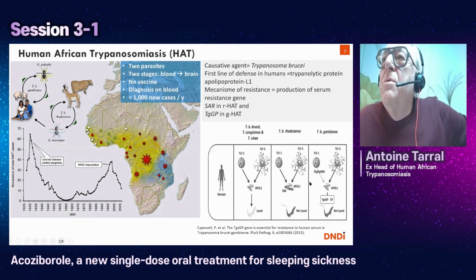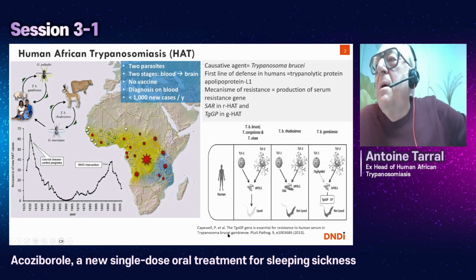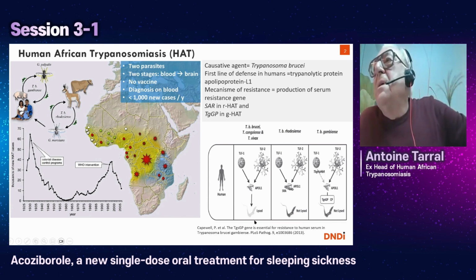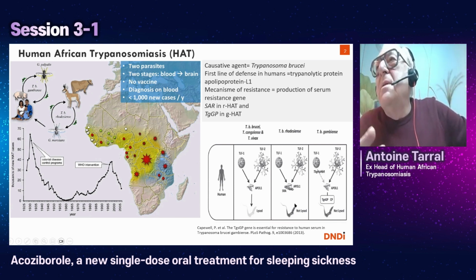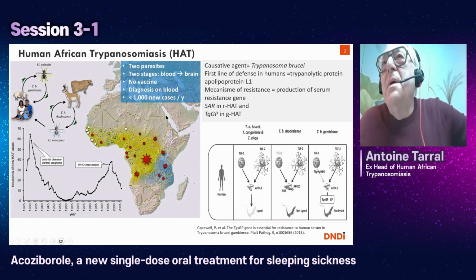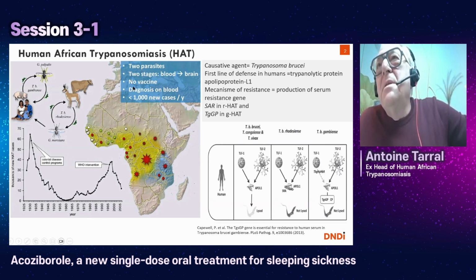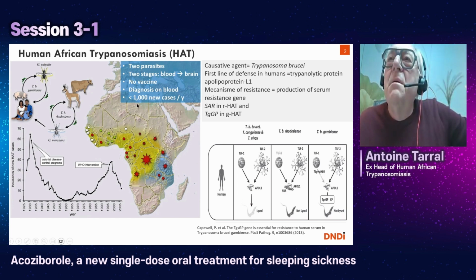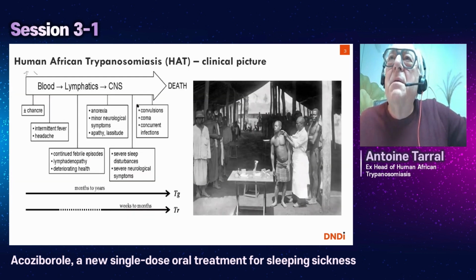The difference between the diseases is here. I put here a small picture I took from these publications. The difference in the two strains is that Rhodesiense and Gambiense were able to create a resistance gene against the normal human defense and lead to the disease. We have to deal with two parasites, two stages. So far, there is no vaccine for this disease, and the diagnostic is complicated. I will go to this in the next slides.